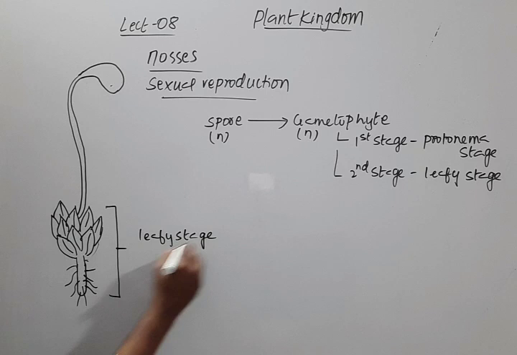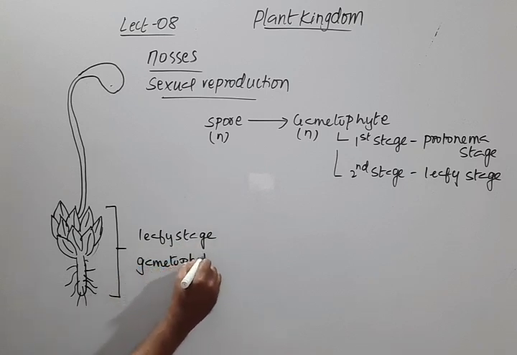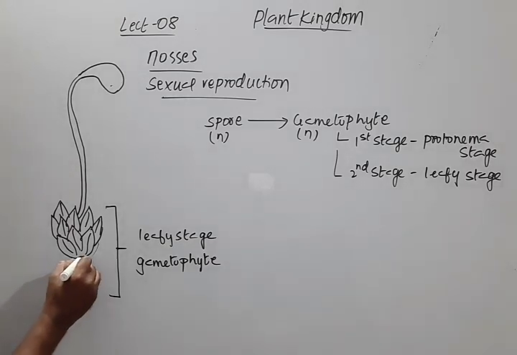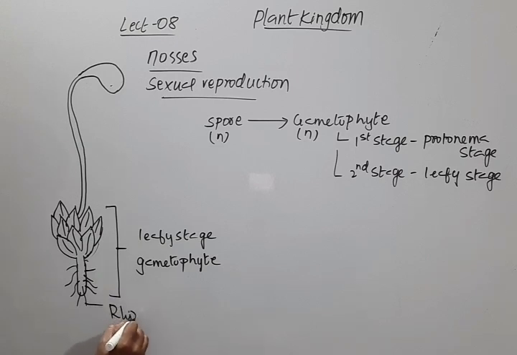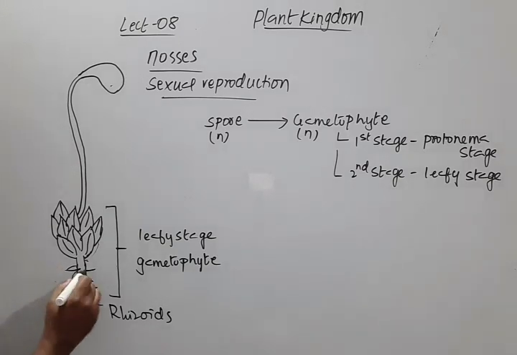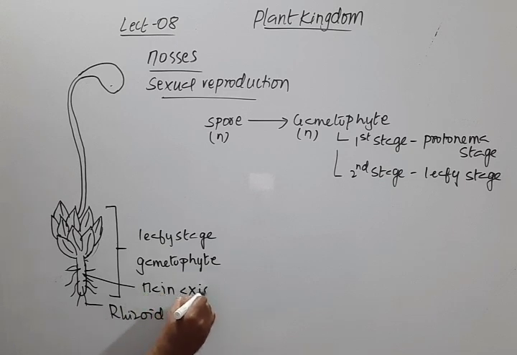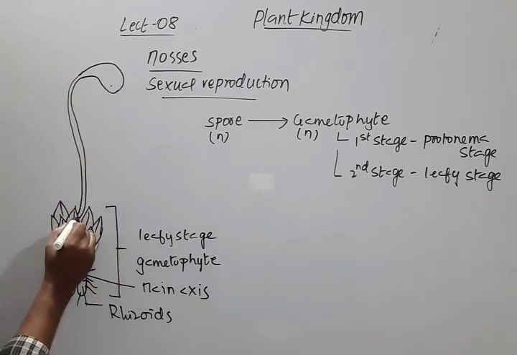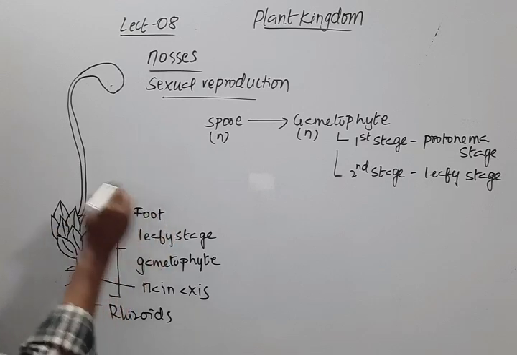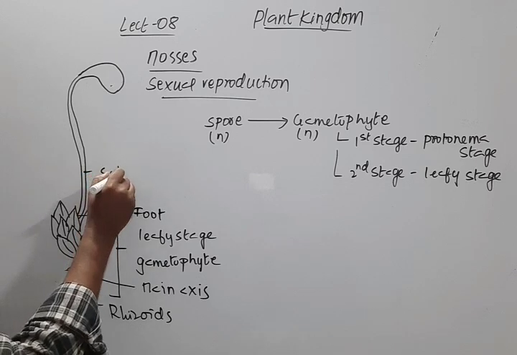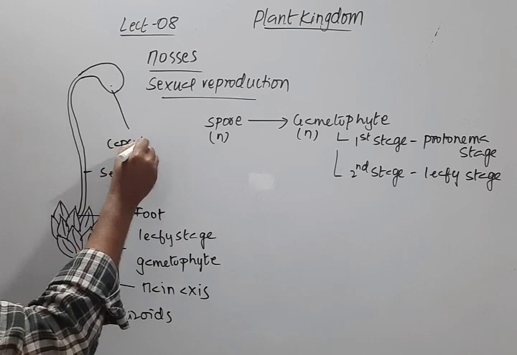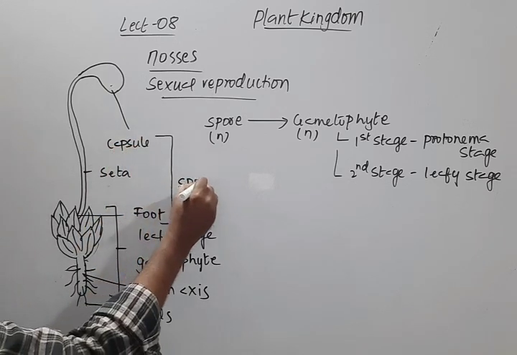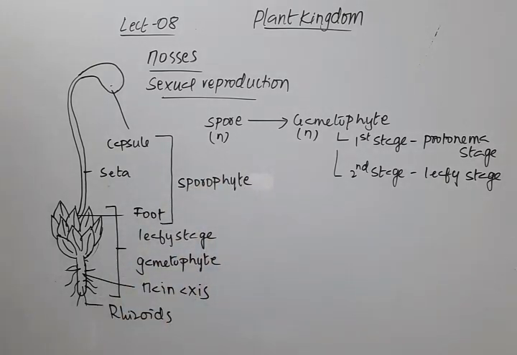So the leafy stage gametophyte. Here we have rhizoids, and this is the main axis or stem. Now this portion which we see on the gametophyte is the sporophyte, and the sporophyte has foot. Then this is the seta and this is the capsule. So those three are parts of a sporophyte.